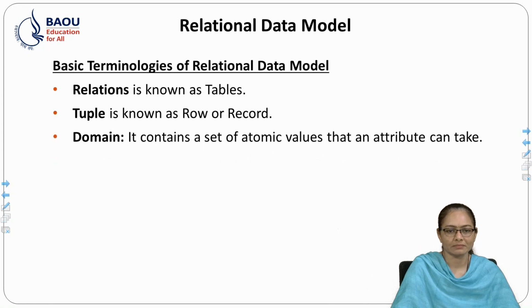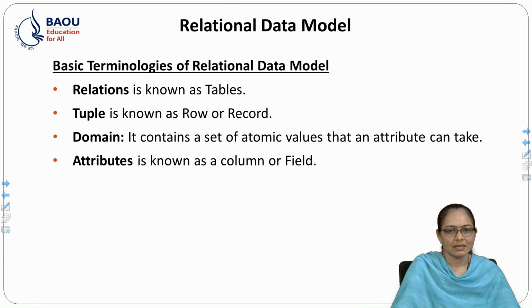What is a domain? A domain contains a set of atomic values. Atomic means the unique values that an attribute can take. Now what are attributes? Attributes are known as a column or a field. We can say field or column, attributes, all are the same. For example, in a student table, roll number is an attribute, name is an attribute, city is an attribute or a column name.